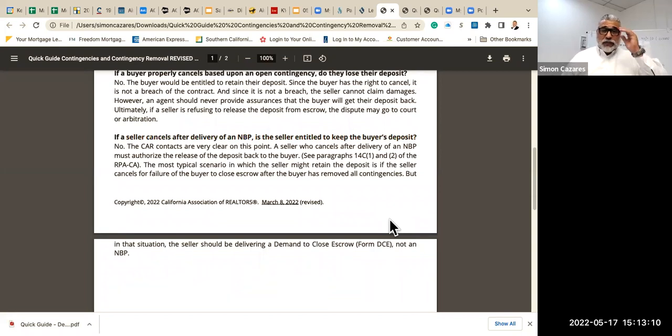Remember, in order for someone to go after damages, one has to be in breach of the contract. Just because the buyer cancels and the seller is upset doesn't give the seller the right to go after the deposit. There has to be a breach. And that breach is how you can position and ultimately articulate your position for damages. Okay, I hope that makes sense.